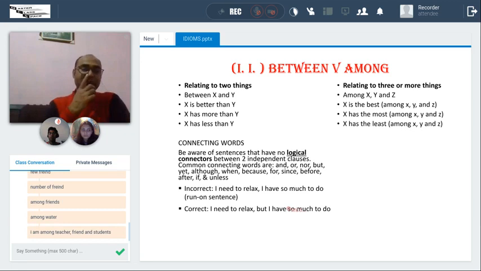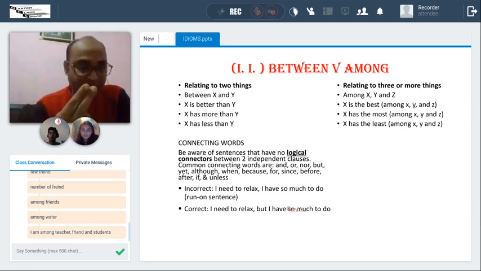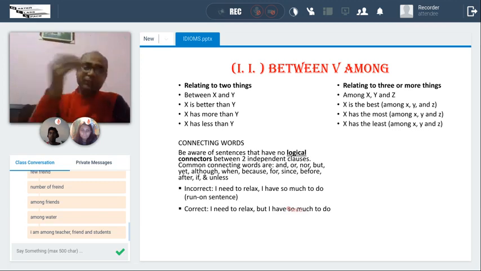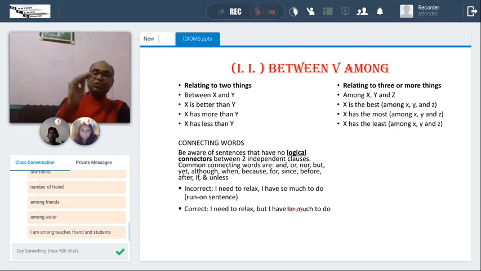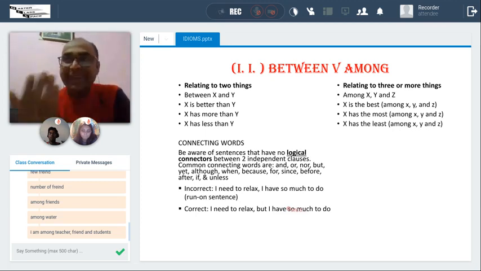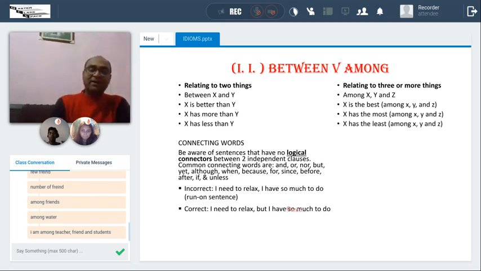All right. So whenever we talk about between, two; among, three, there are two possibilities. First, it can be a countable noun. Second, in case of three entities, it can be anything. But whatever it will be, it should be parallel. I mean, if we use more than two, x, y, z, it should be parallel.